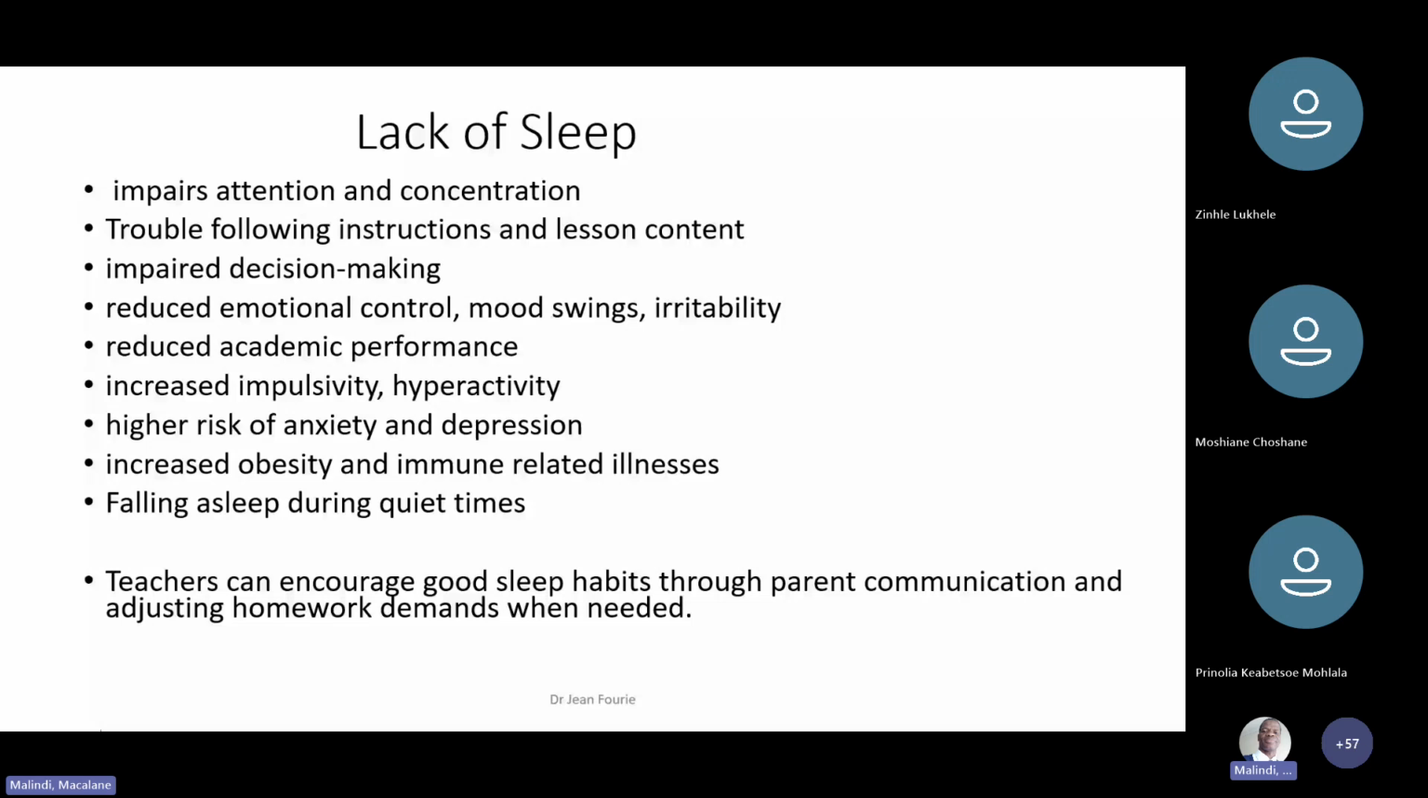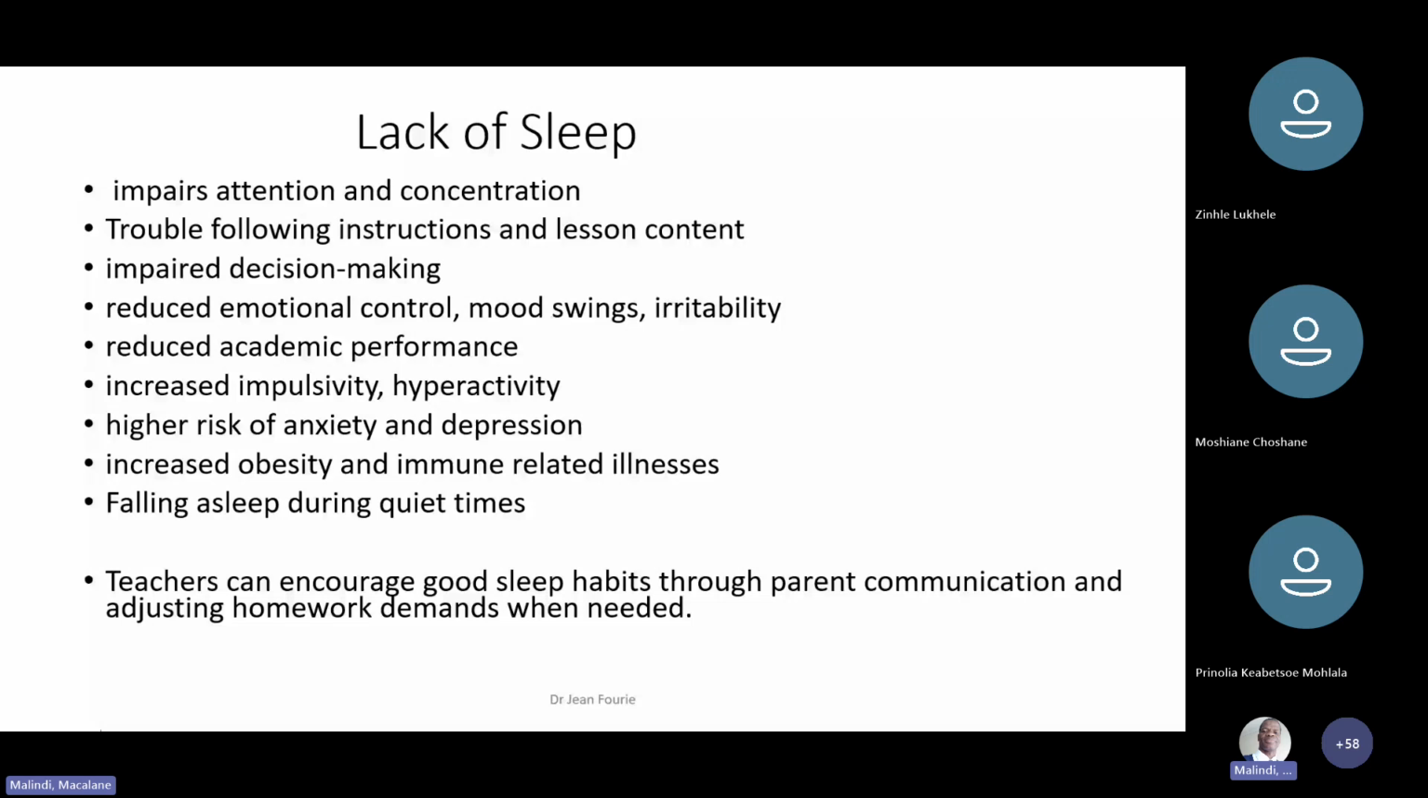extended period of time. A lack of sleep has also been shown to increase the impulsivity and hyperactivity type of problems that children show in classrooms. And it is also associated with a higher risk of anxiety and depression. So anxious children, very worried, depressed people do get depressed if they do not have adequate sleep, and if there are chronic times where there is not enough good quality sleep happening.